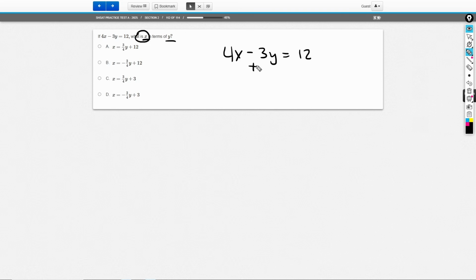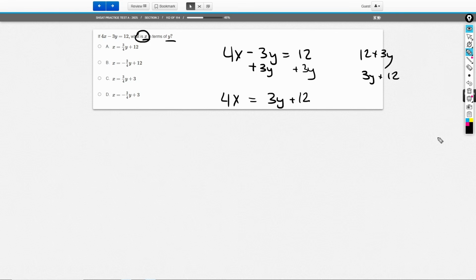I want to get x on its own, so I'm going to add 3y on both sides. So now I'm left with 4x is equal to 3y plus 12. You could have also done 12 plus 3y. These two are the same thing. I just looked at my answer choices and I realized that y comes first, so I wrote y first. Remember commutative property of addition? 12 plus 3y and 3y plus 12 are the same thing. With addition, you can write it any way around.